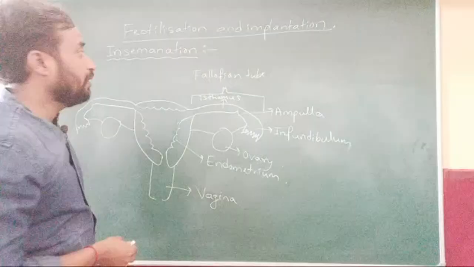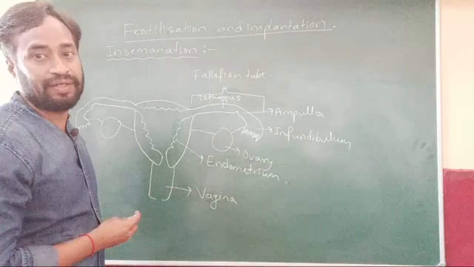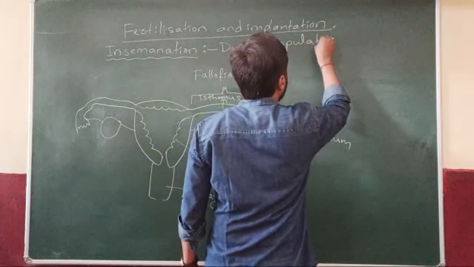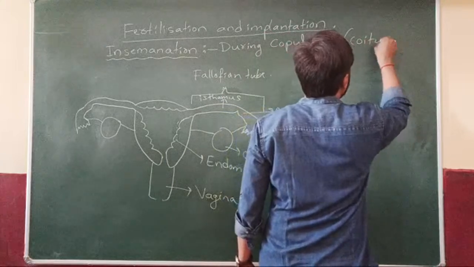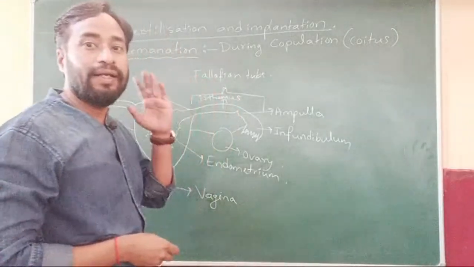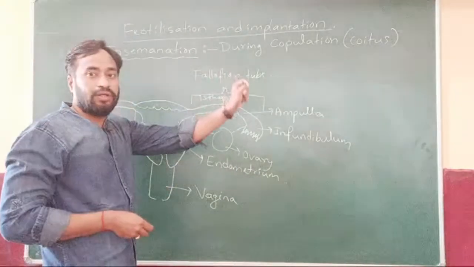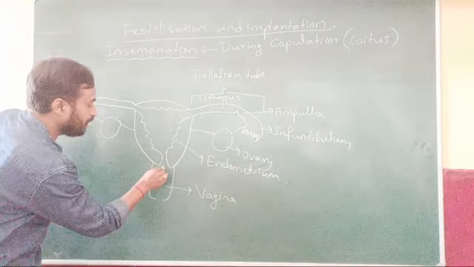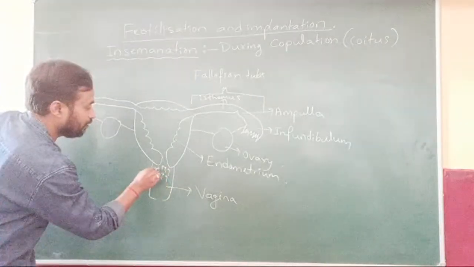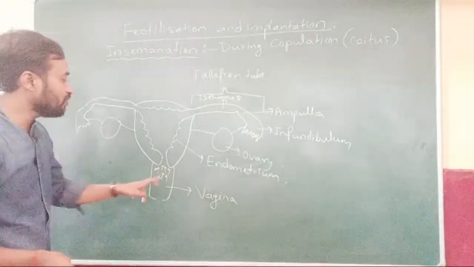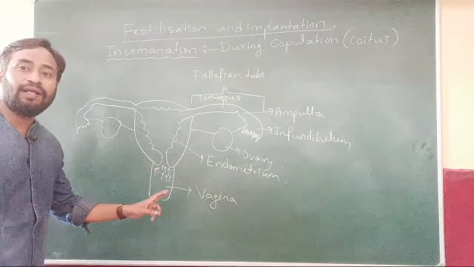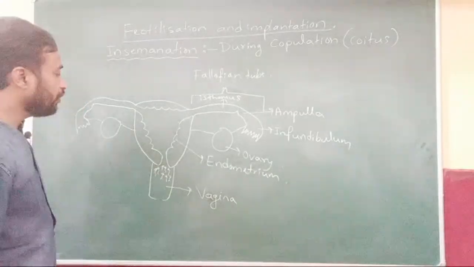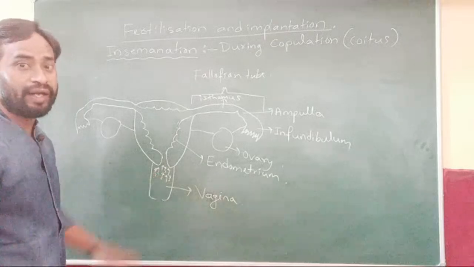We already know the definition of insemination. During copulation, or we can also term it coitus or sexual intercourse, what happens? The sperms are released in the vagina. This is the region where the sperms are released by the male penis. When these sperms are introduced into the vagina of the female reproductive tract, what happens?